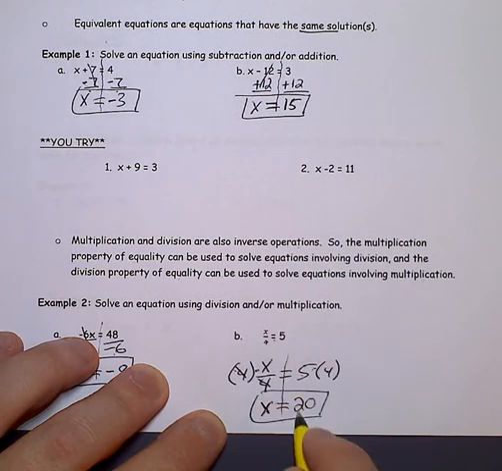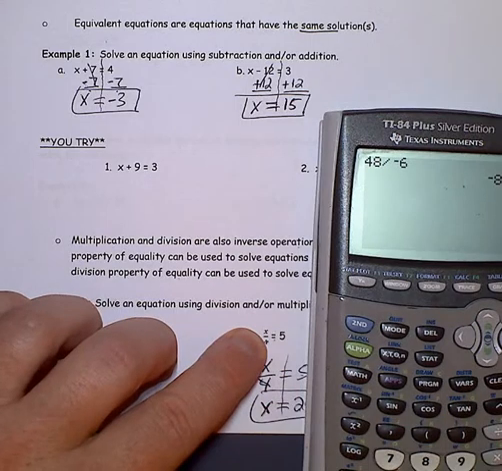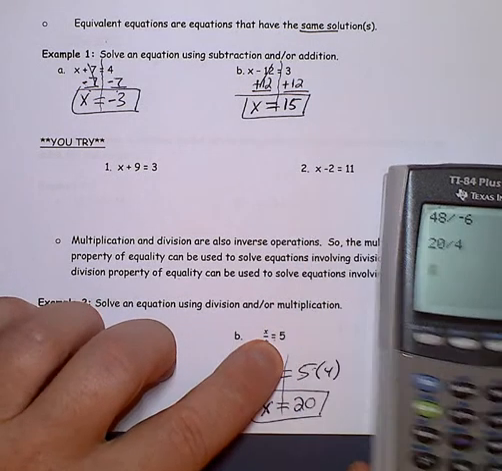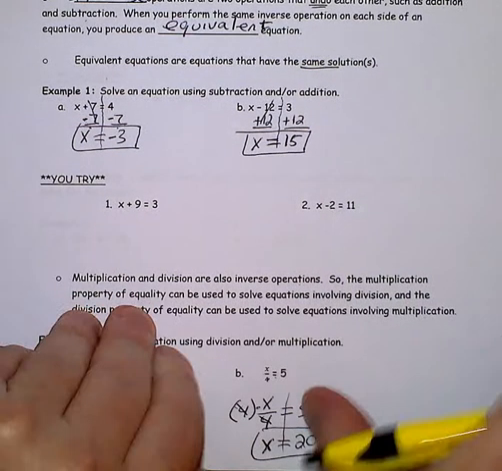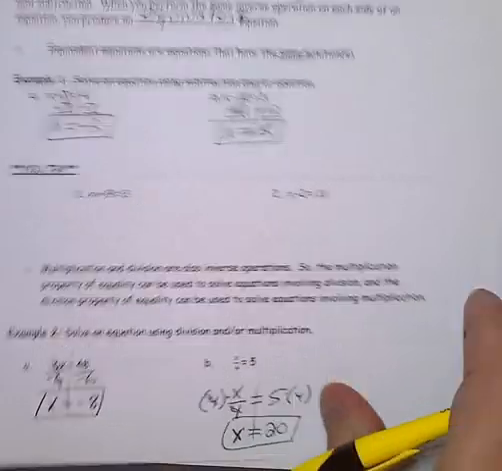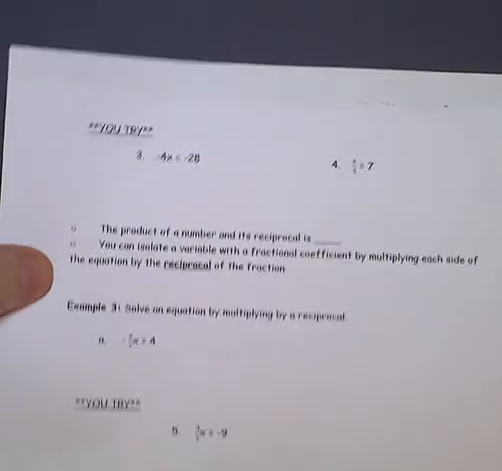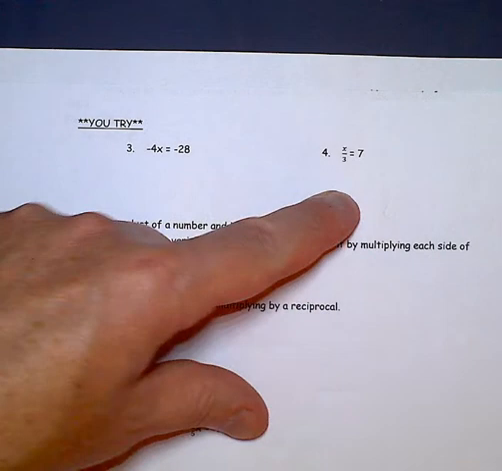And you could check these too. If you want to put 20 into that original equation and say 20 divided by 4, well, that's 5. That's what that equation is. Okay? So now, if you guys turn the page, I think you have some U-tries. You have a couple of U-tries you have to do. So try these. Pause the video. Try these.